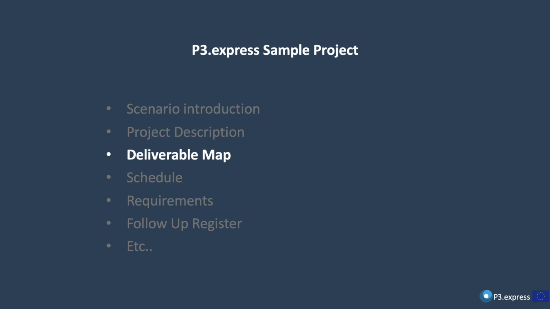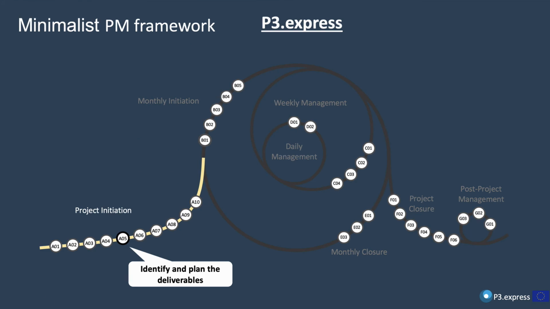In this section, we're going to look at the deliverable map. So we're going to break down the project. We call it a deliverable map because it's a map that shows all the different deliverables in the project and how they're related to each other. This is part of activity number 5, which is identify, plan, and deliverables.